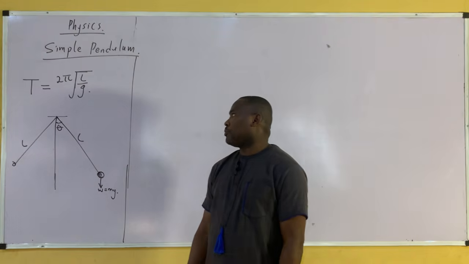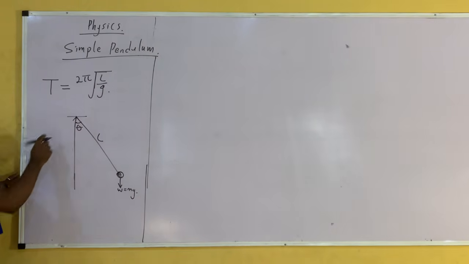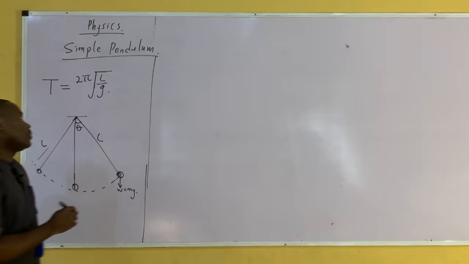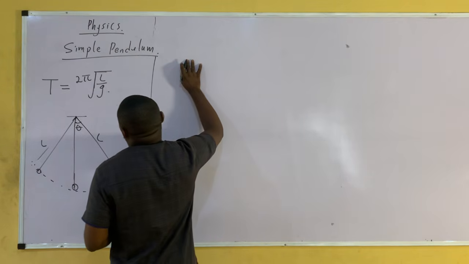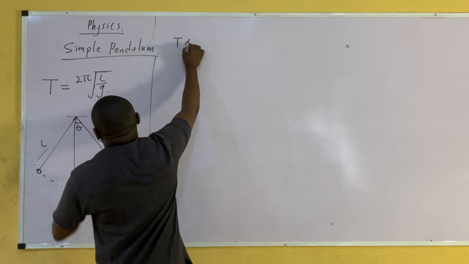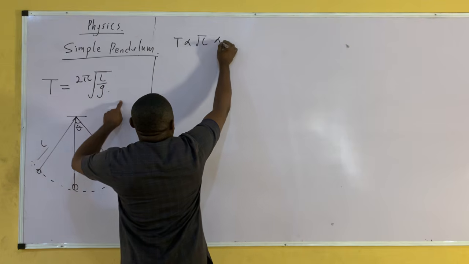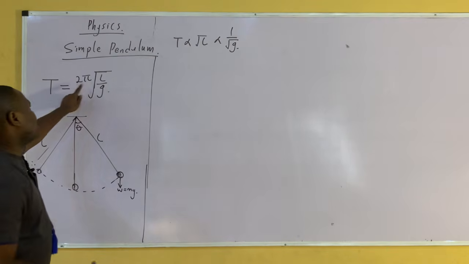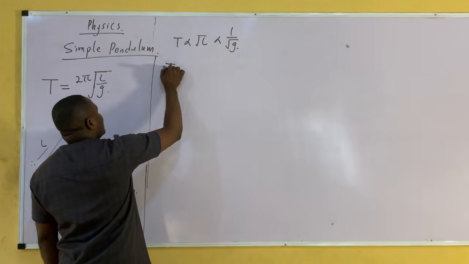Now I'll be looking at a simple pendulum, where you have a bulb connected to a certain rope, oscillating to and fro. This is the equilibrium point. Now we said the time taken is equal to 2 pi root L over G. That's T is proportional to the square root of L and inversely proportional to the square root of G. Take note of this. So I can say T is proportional to what now?